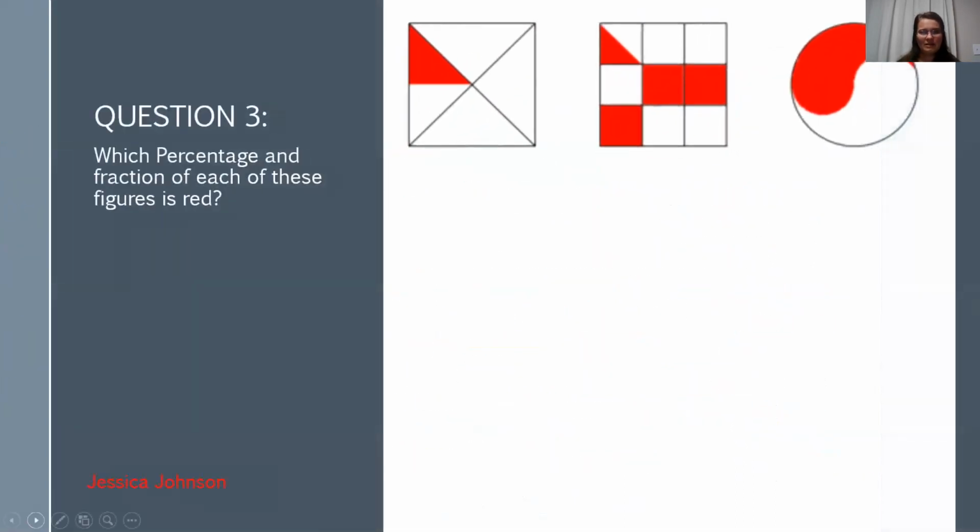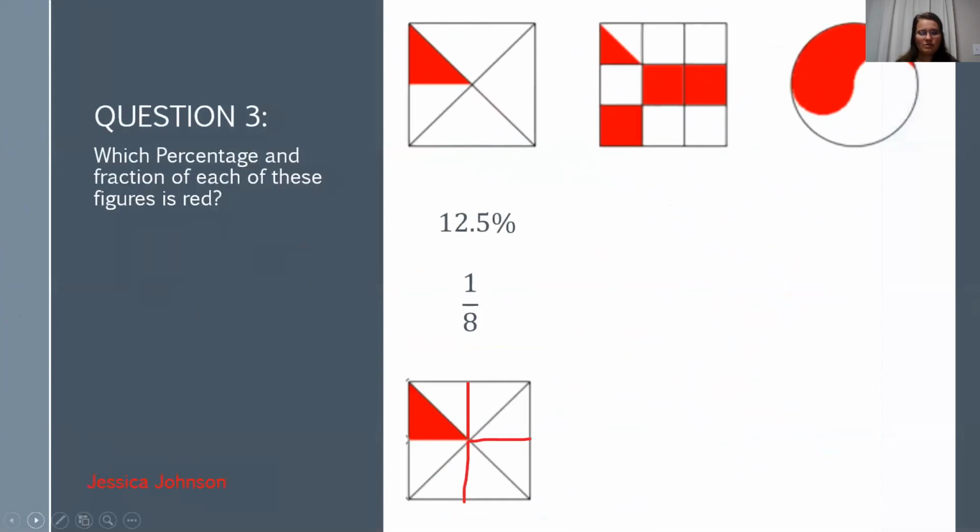Question number 3. The first square has 12.5% and a fraction of 1/8. But how did I come up with these answers? I took my square and I divided it into equal triangles. When you do this, there's only one triangle that is colored in out of 8. That's how we get our fraction 1/8. Then you take 1/8, divide it out, and it's 0.125. Times it by 100, and you get 12.5%.